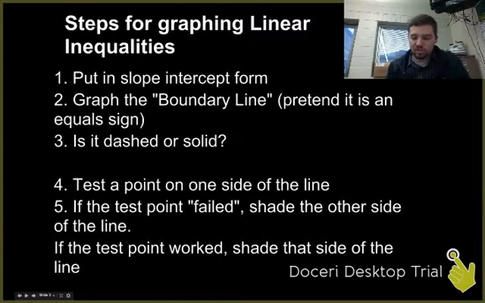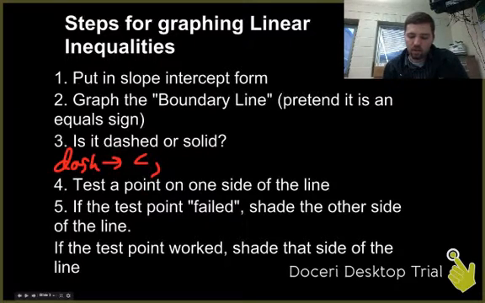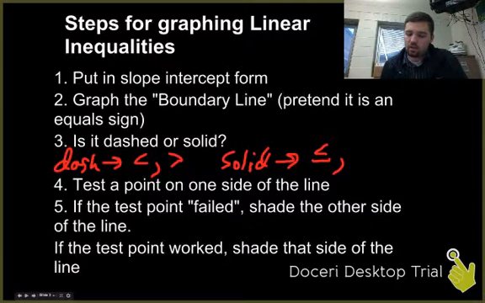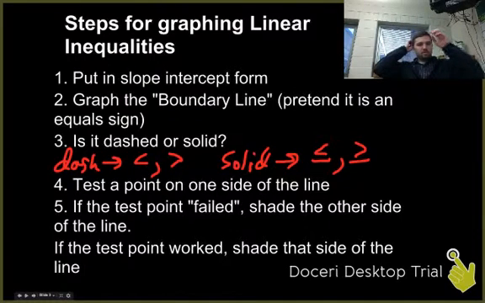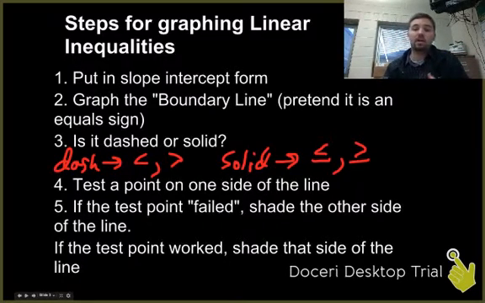We're going to have a dashed line whenever I have less than or greater than. I will have a solid line whenever I have less than or equal to or greater than or equal to. So I'm looking to the less than, greater than, dashed; less than or equal to, greater than or equal to, solid. Then I have to pick a point on one side of the line. You can call it a test point. If the test point fails, in other words, it creates an untrue inequality, I shade the opposite side of the line. If it worked, I shade that side of the line. And this will all become clear, I think, as we do a couple examples.